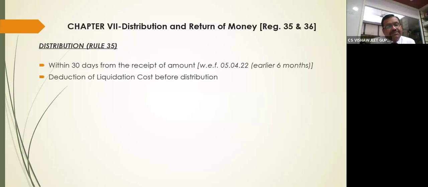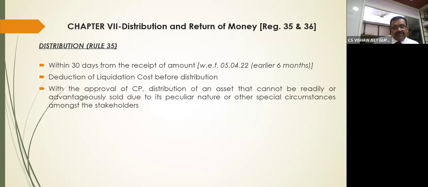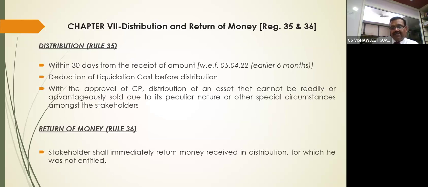Deduction of liquidation cost before distribution. You can do this. With the approval of the CP, you can distribute among the stakeholders an asset that cannot be readily or advantageously sold due to its peculiar nature or other special circumstances. Now, return of money: Regulation 36 says stakeholders shall immediately return money received in distribution to which they were not entitled. So if any stakeholder has received any money to which he was not entitled, he will have to return that money to the liquidator immediately.